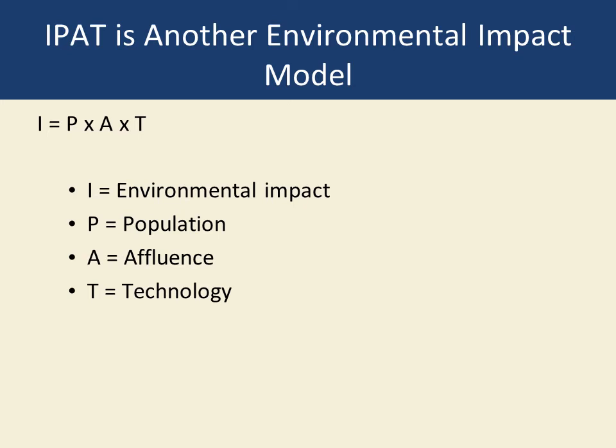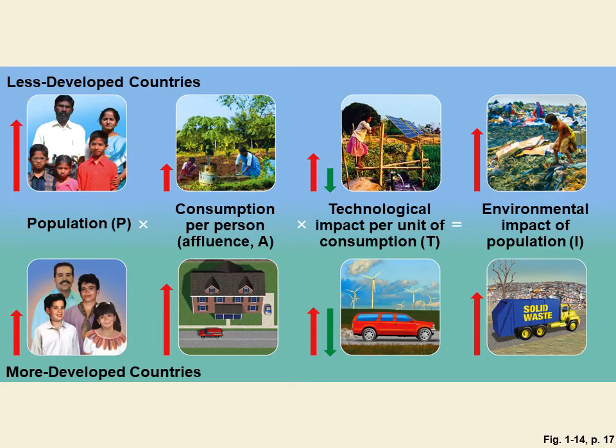Okay, IPAT is another environmental impact model. It stands for I equals P times A times T. I is the environmental impact, which is measured by population multiplied by affluence multiplied by the technology they use. You see, in less developed countries population is high, consumption per person, that is affluence, is not that high, and this is multiplied by the technological impact per unit of consumption, which is also not much higher. So as a result, the overall environmental impact is quite moderate.